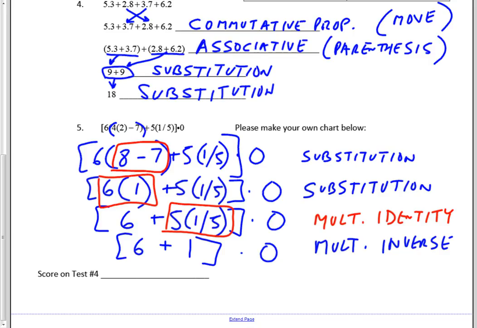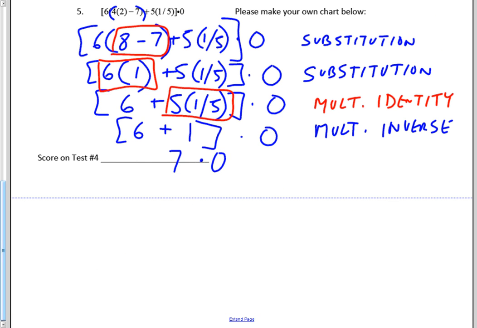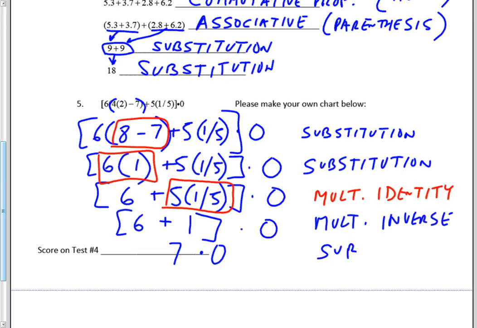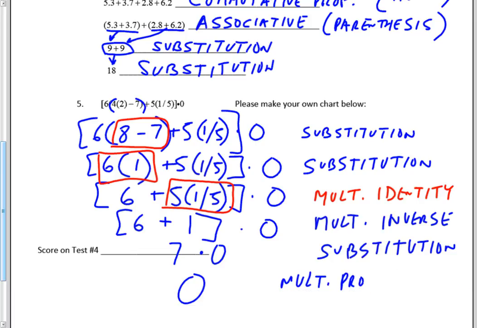What's 6 plus 1? 7. What did we do? Substitution. Substitution's going to come up most often. What is 7 times 0? 0. That is special. What do we call that? Multiplication property of 0. That is the very last property on the bottom of this sheet.